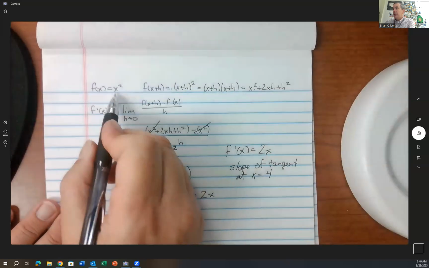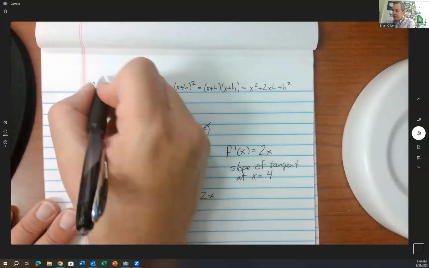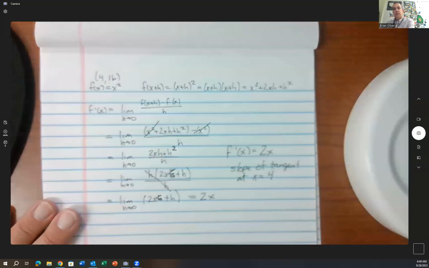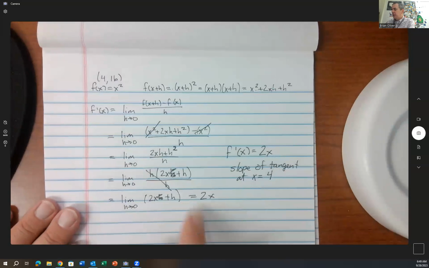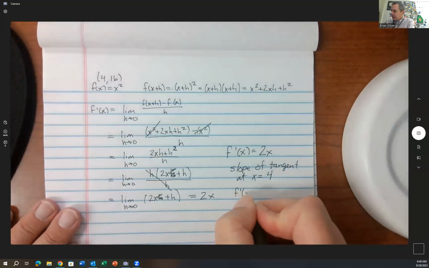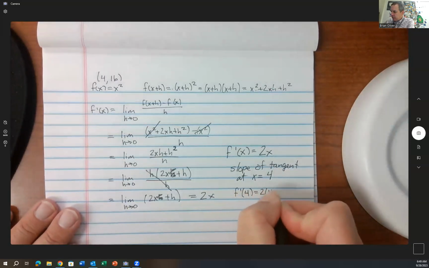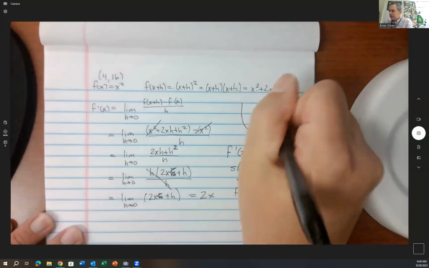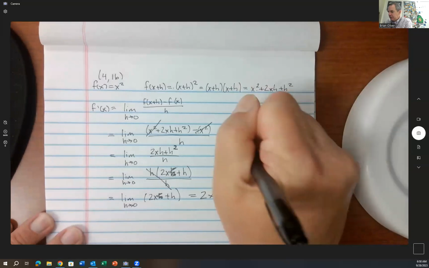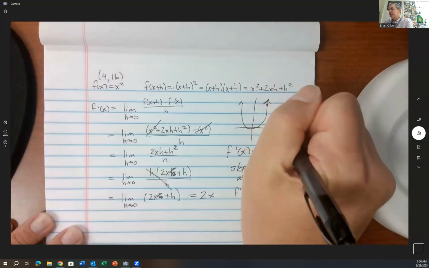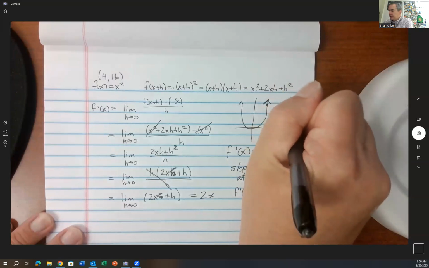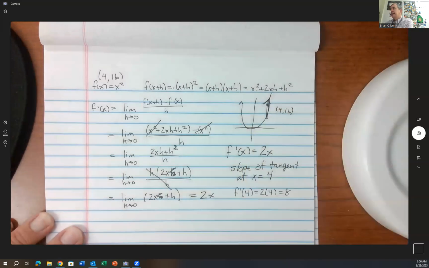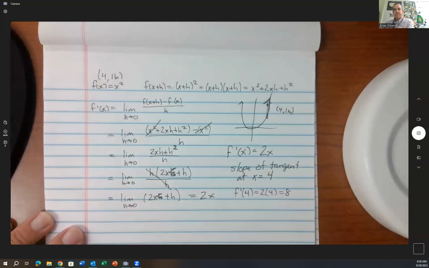Because if you think about it, when I use x equals 4 up here, that tells me I'm at the point 4, 16. So I'm way up here on the top. I want to know what the slope of the curve is there. Well, f prime of 4 is 2 times 4. That's 8. That tells me that when I look at that parabola, which goes through the origin, and I'm all the way up here at 4, 16, the slope of a tangent line, a line that would go like that and hit it, would be 8.